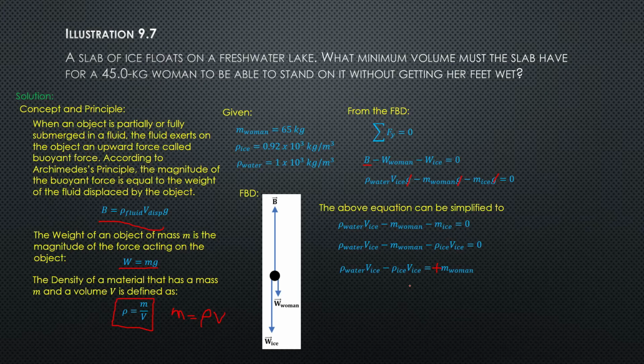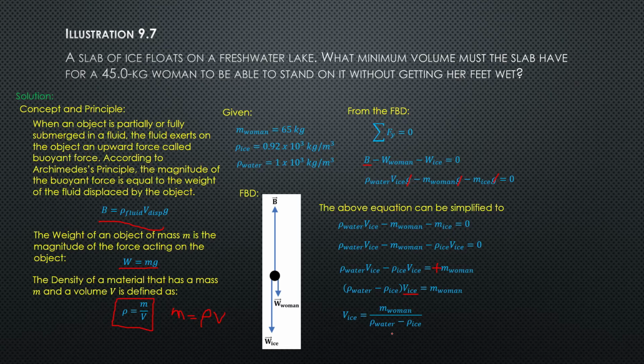Now from this equation you can factor out the volume of ice, right? So that will lead us to this given equation: volume of water minus volume of ice, and we factored out the volume of ice. Then dividing both sides by the density of water minus the density of ice, so that the volume of ice will be retained. So the volume of ice will be equal to the mass of the woman over the density of water minus the density of ice.